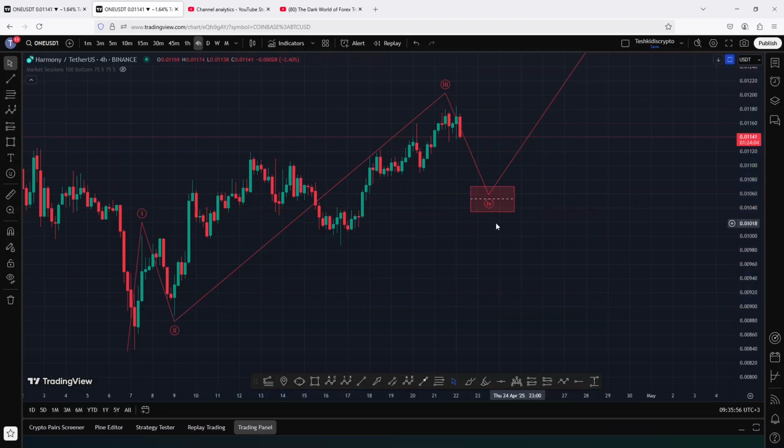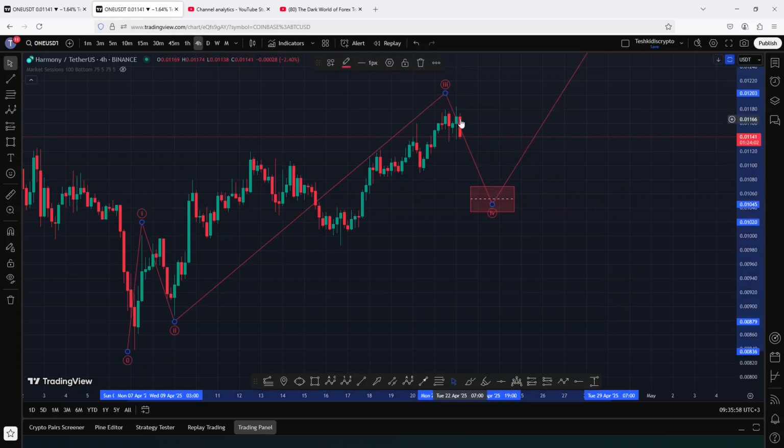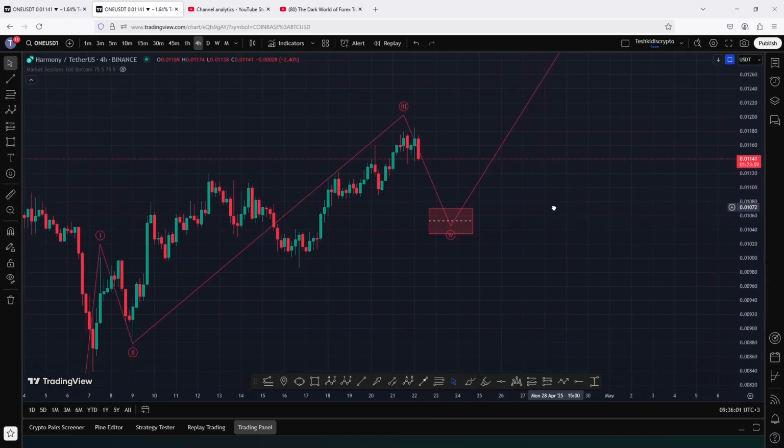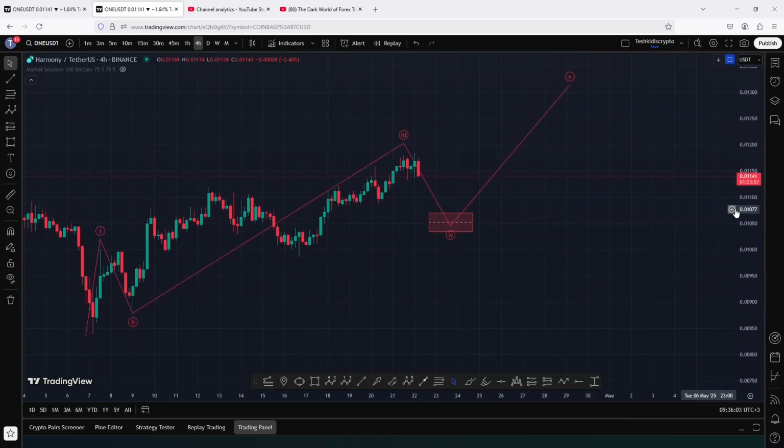That is an area that I'm paying attention to in case we continue pushing lower, because within that area we should find support and then start a reversal to the upside in the formation of this wave 5 to fully complete that 5 wave structure to the upper side. So that is all that I'm watching out for on the short term.